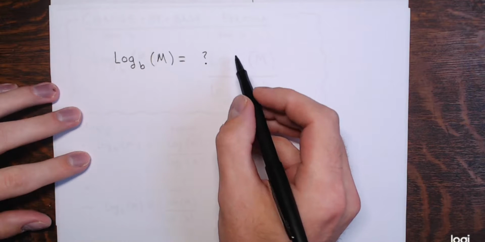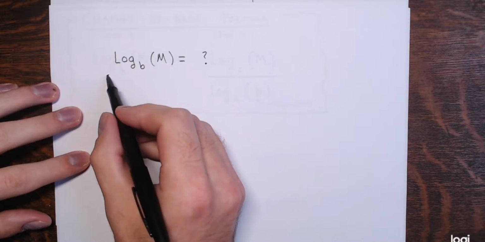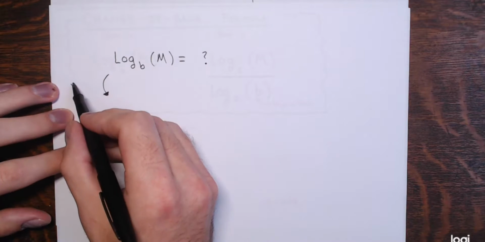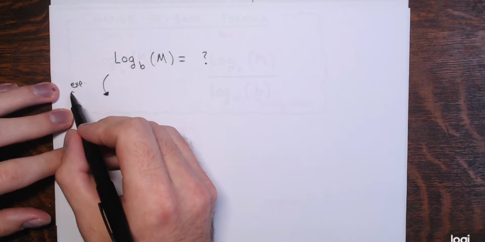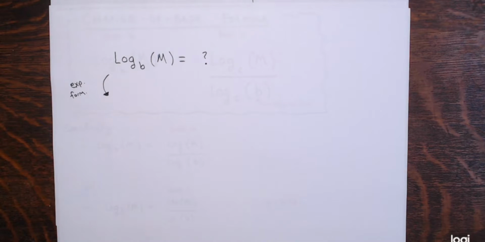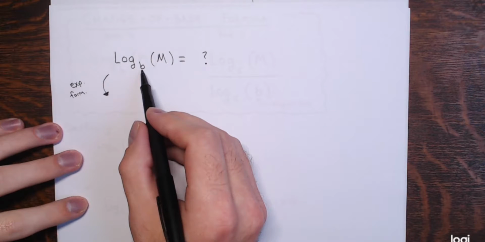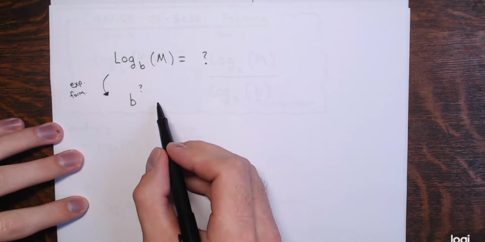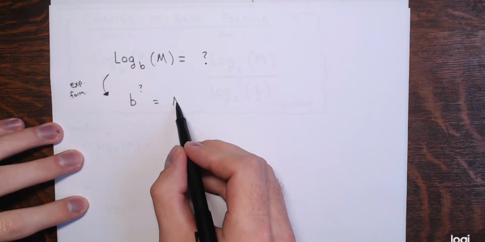Well, change this to its equivalent. Hopefully you know how to do this. You should be able to go back and forth between logarithmic form and exponential form. Let's change this to the equivalent exponential form. So b to the question mark power, right? B to some power equals m.